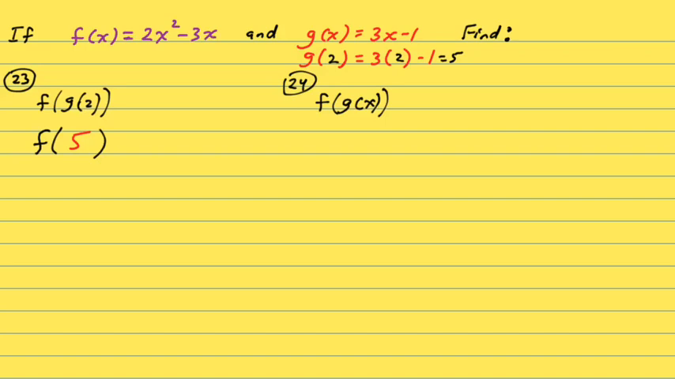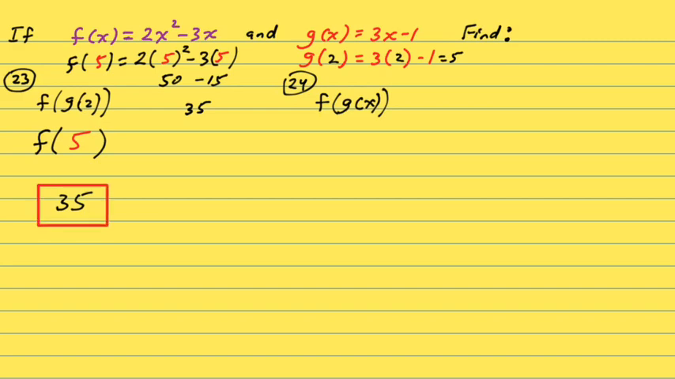Now I need f of 5. How do you find f of 5? Well, you replace every x with 5. So putting in a 5, 5 squared is 25 times 2 is 50, minus 15 I think is 35. So this result should be 35.